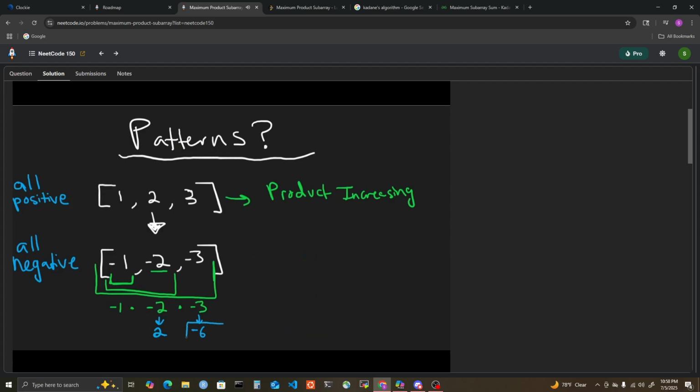But we also see that even though we got a -6 over here, there's actually a subarray that has a better solution. If you just take these two numbers, -2 times -3, we get a +6. So why did we get a -6 over here? How can we find the real maximum, which is +6?